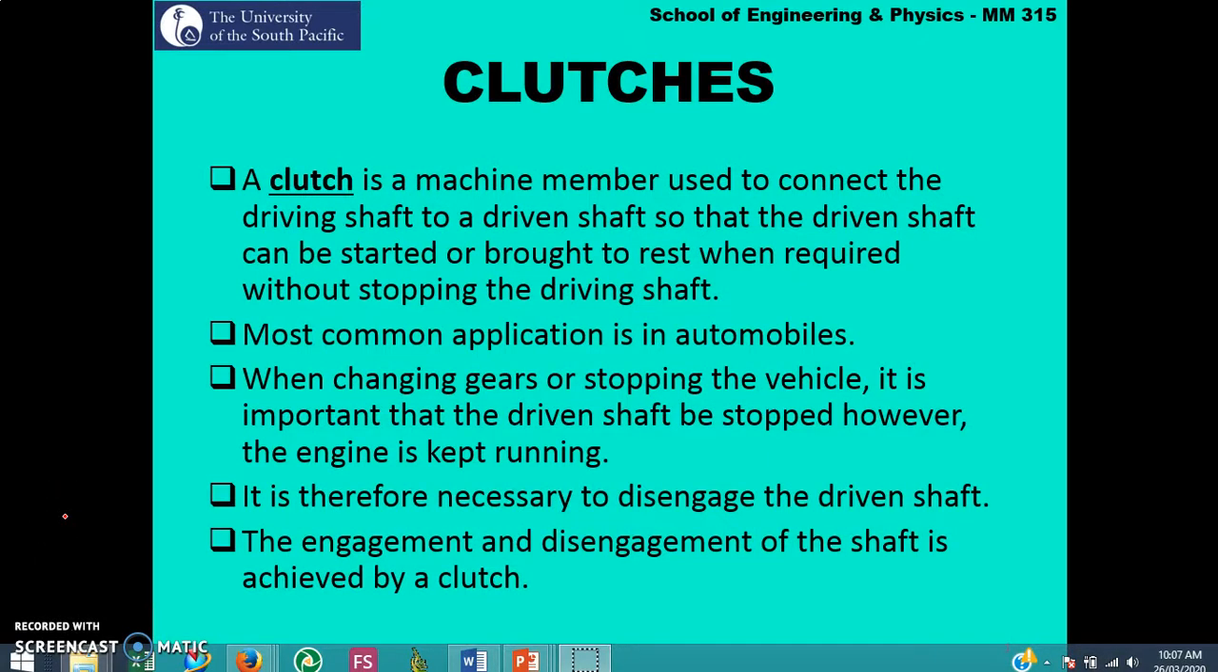Let's start looking at clutches. A clutch is a machine member used to connect the driving shaft to the driven shaft so that the driven shaft can be started or brought to rest when required without stopping the driving shaft.